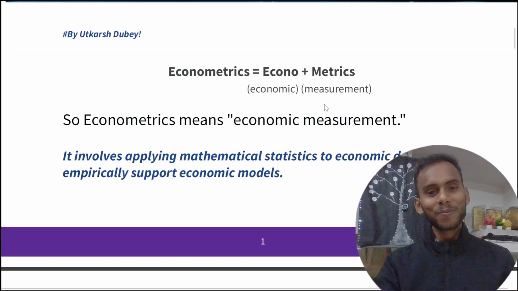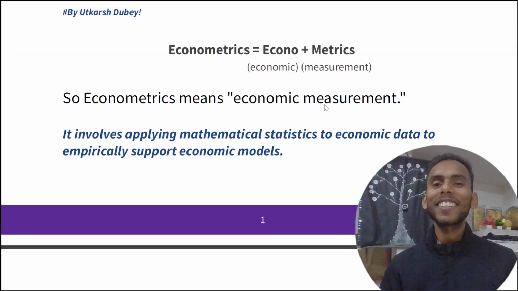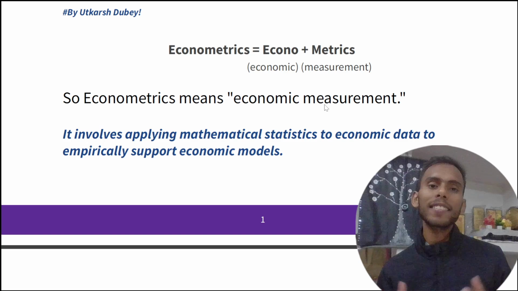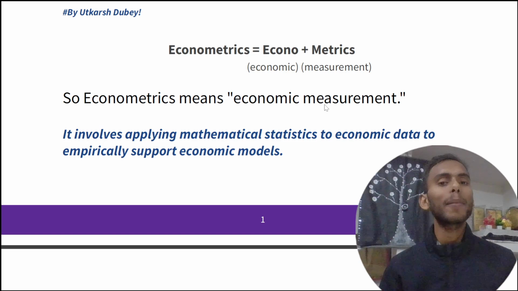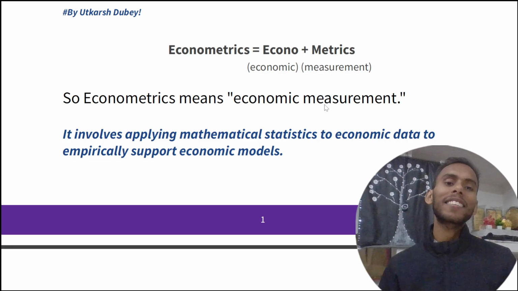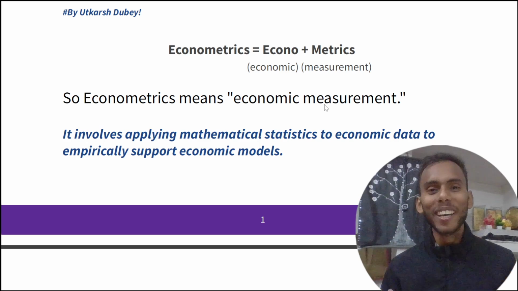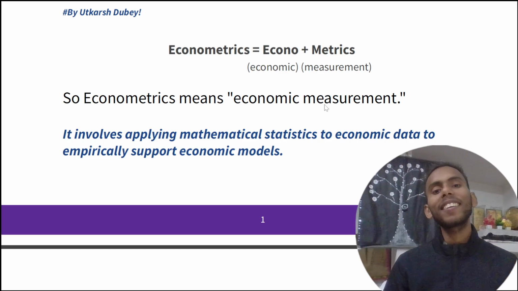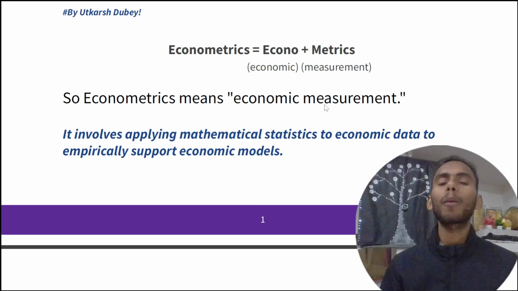If we talk about the literal meaning of econometrics, we find it consists of two words, econo and metrics. The first word, econo, represents economic, whereas metric represents measurement. So together, econometrics represents the economic measurement of a phenomenon of any economy, right? So it involves applying mathematical statistics to economic data to empirically support economic models, right?